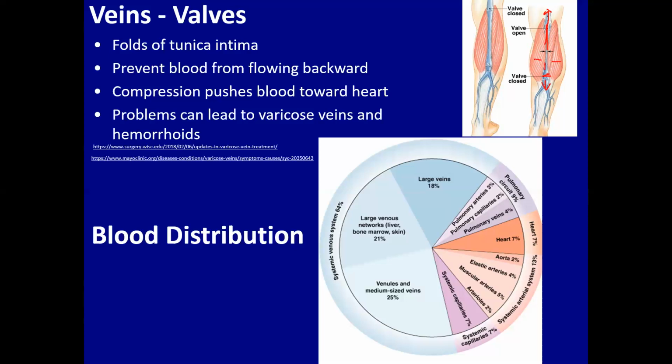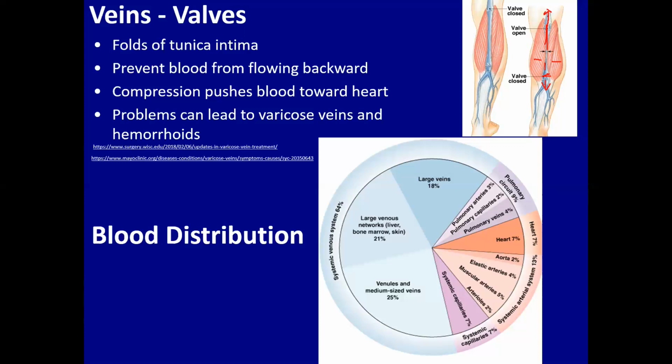So this compression is going to push blood toward the heart. And so this is the theory behind compression hose or compression socks. Because you have consistent pressure, it is going to help with your blood flow, and it keeps blood from pooling in your lower extremities. If you have problems with valves or with blood flow, it can lead to varicose veins and hemorrhoids.